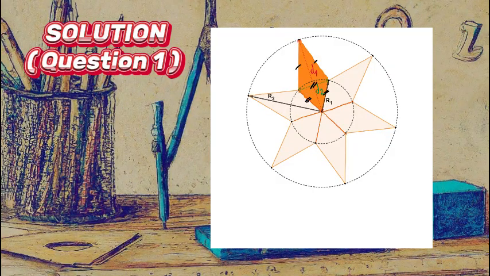Let's go back to the orange star. One of its branches is shaped like a kite. Here the diagonal D1 is in red and the diagonal D2 is in green. We've already learned that the area of a kite is D1 times D2 divided by 2. In our case, that becomes R3 times R1 divided by 2.